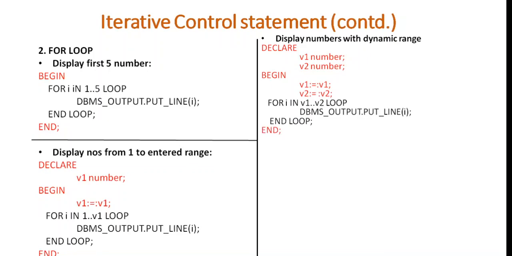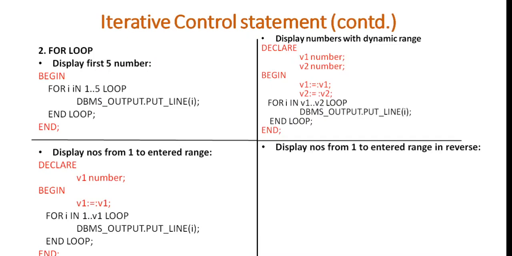Okay, so here if you carefully look at these three blocks, then in the first block we are knowing the value of lower bound and upper bound. These two are fixed values, that is 1 to 5. It is a static range. Then in the second block we are knowing the value of lower bound, that is 1, and we are reading the value of upper bound from the user, which is a dynamic upper bound value. And in the third PL/SQL block we are reading both the value of lower bound and upper bound from the user, which is a dynamic range.